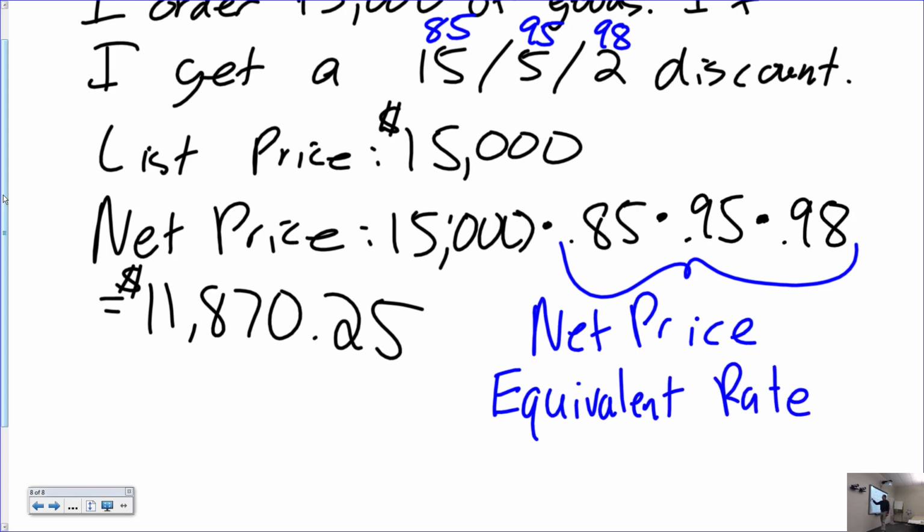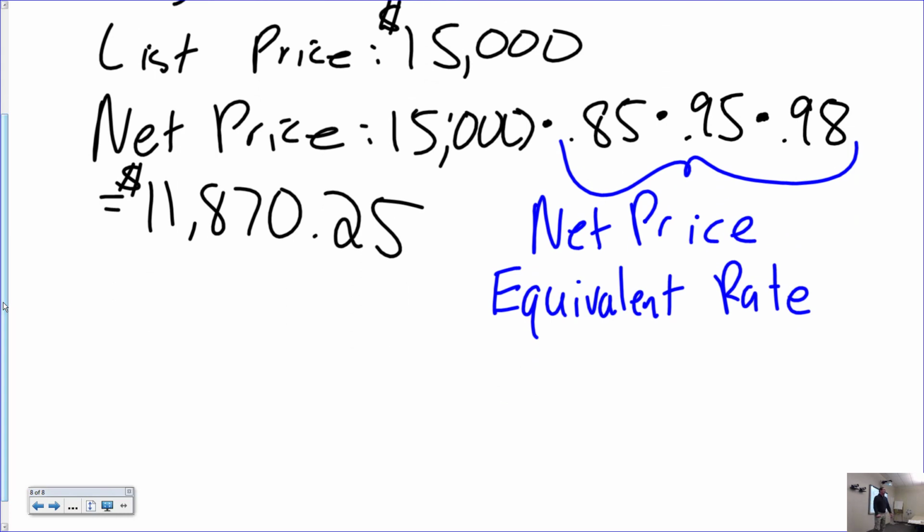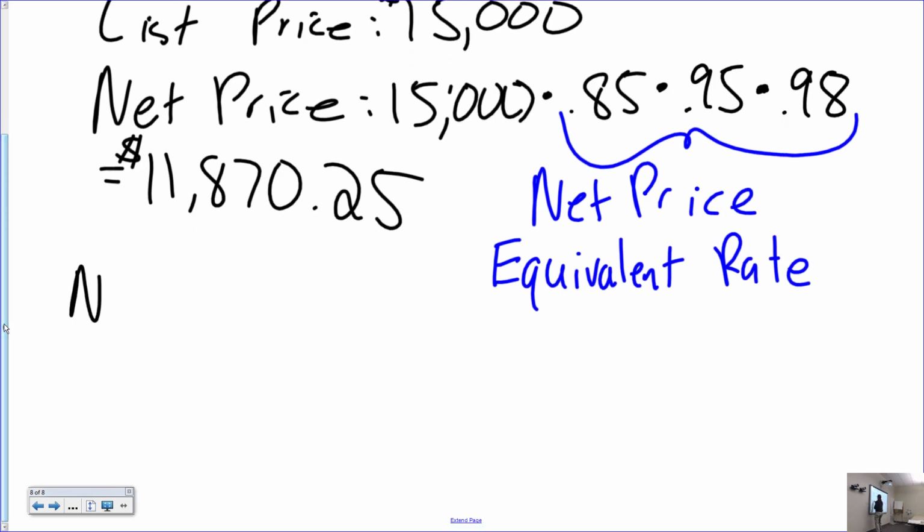It's called the net price equivalent rate, okay? And it's just the multiplication of the decimals without the actual money, okay? So technically, folks, in this problem, what was the net price equivalent rate? 85, 95, 98. Yep. Multiply them on your calculator. 0.85 times 0.95 times 0.98. 0.79135.